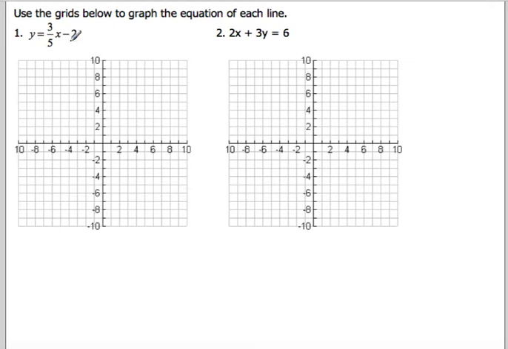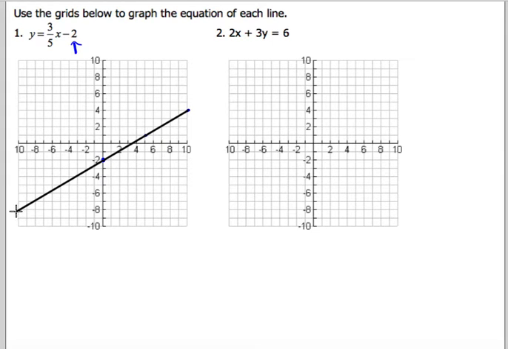So number 1 is already solved for y. The y-intercept is at -2, and the slope is 3 over 5. So the rise will be 3, I will go up 3, and I will go over 5. And I'll make a dot, and I'll do it again if it will fit in the grid. 1, 2, 3, 1, 2, 3, 4, 5. Then I'll use a straight edge. For me on here, I'll use the straight line tool.